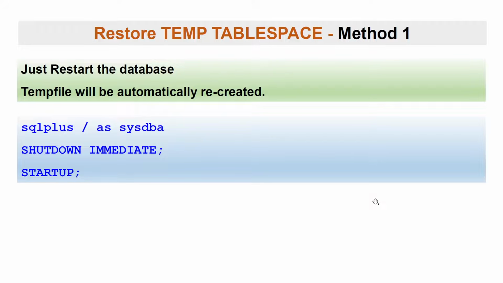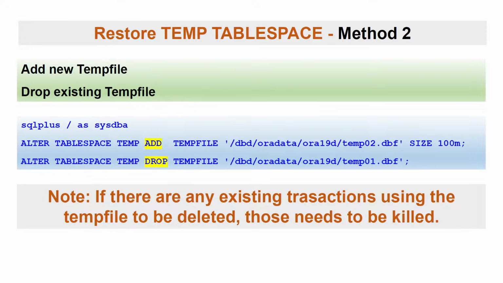But do you really need to bounce the database just to recreate the temp file? Not really. So that is method 2. All that you do is add a new temp file and drop the existing temp file. We will use alter tablespace temp add tempfile, so we'll add a new temp file and drop the existing one.